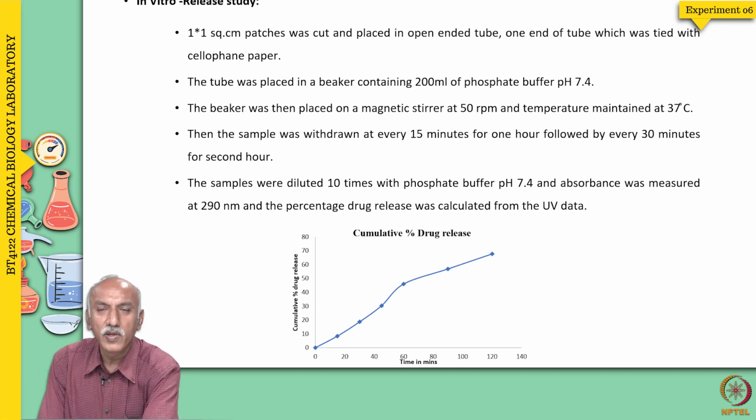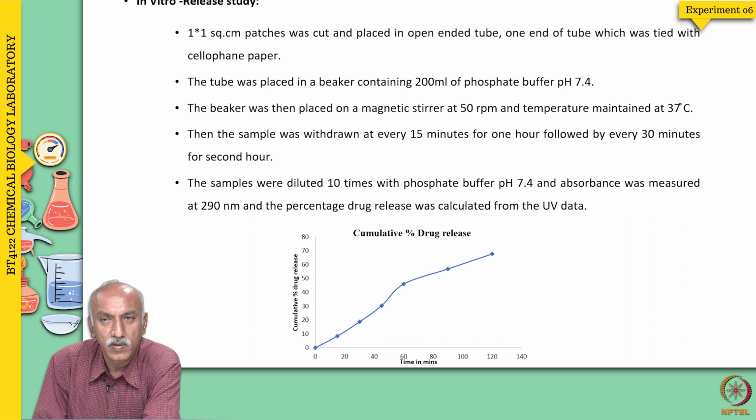Okay. This will be followed by the experiment which is done by both Hari and Ankur. It will be displayed and you go through the experiment.